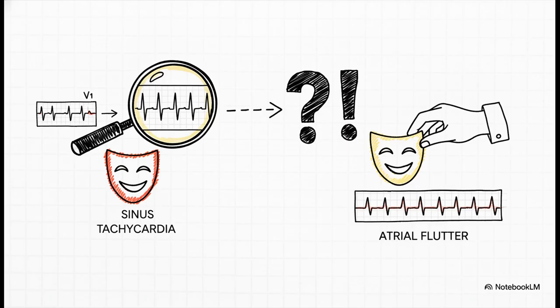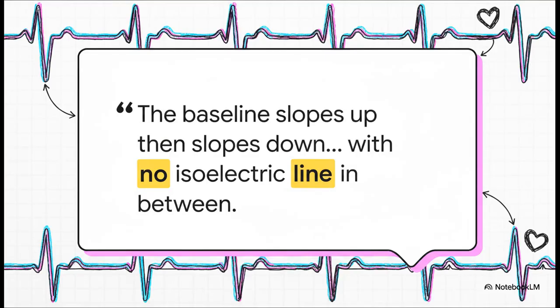If you only look at one lead, say V1, it might look like there's just one P wave for every QRS, and that can easily lead you down the wrong path to a sinus tachycardia diagnosis. The real key to unmasking the flutter is to look at multiple leads. The pathognomonic finding, the real giveaway sign, isn't usually in the chest leads, it's in the inferior limb leads. The key is that there is no flat isoelectric baseline between the T wave and the next P wave. Instead, you get this continuous undulating waveform.